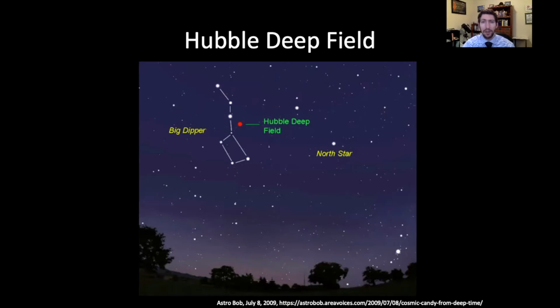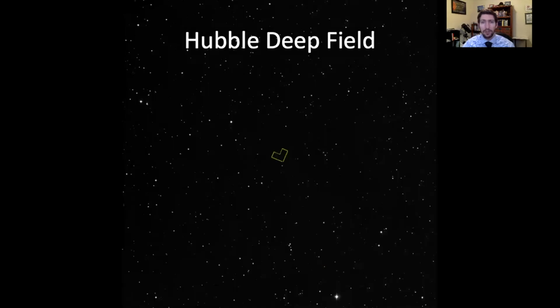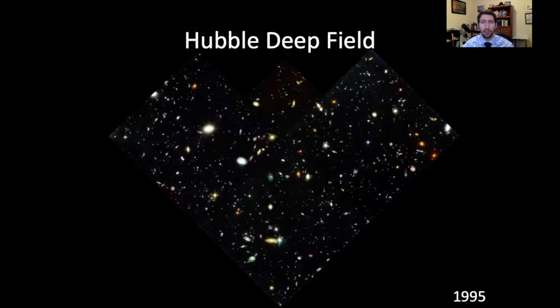They picked a spot close to the Big Dipper. Zooming into that spot, they picked this smaller area in which there doesn't seem to be any star. Over 10 days with the Hubble Space Telescope, they took 342 separate exposures of this small area. And the result is the Hubble Deep Field.